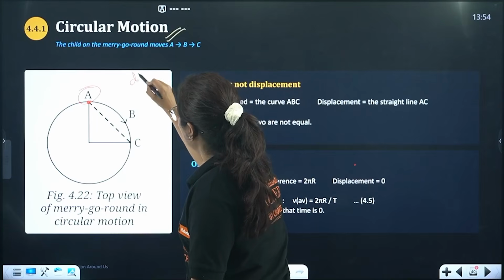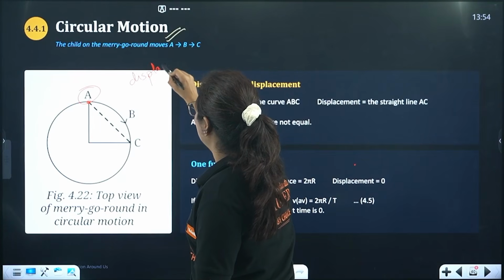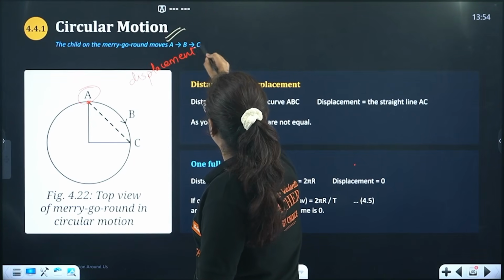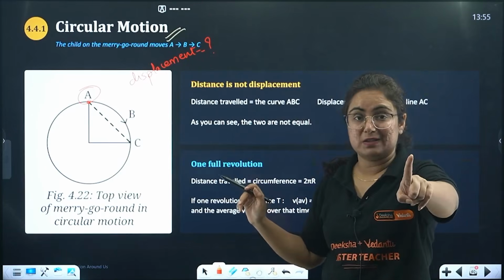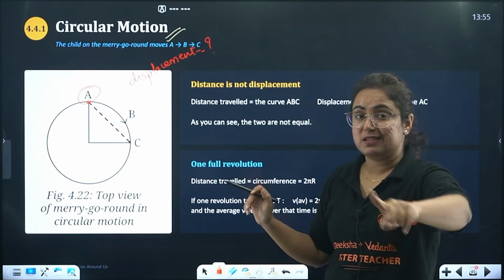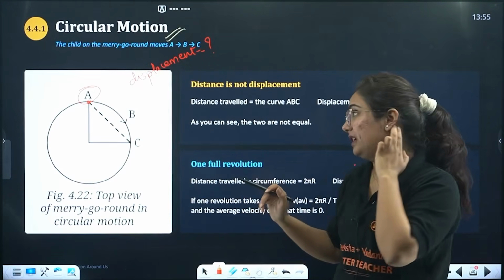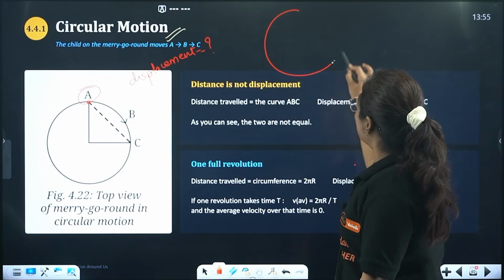Now, how to find the displacement? Beta, distance is not displacement. Pay attention. Distance is not displacement. Let us calculate. So you are a student.